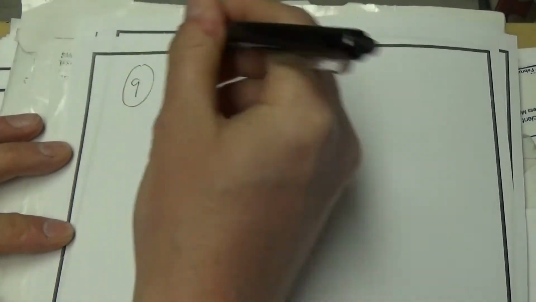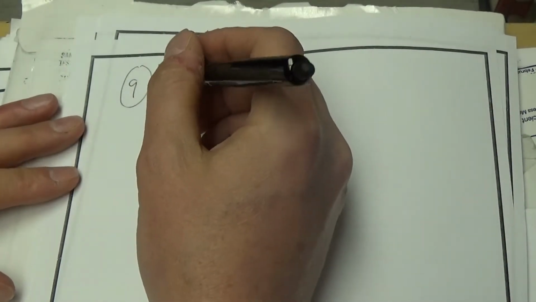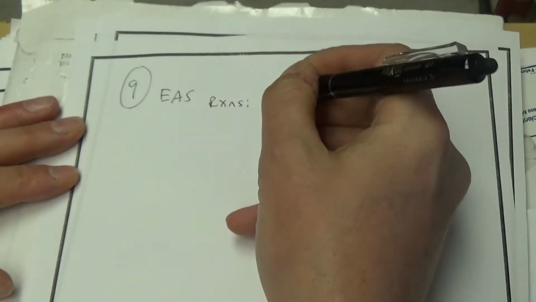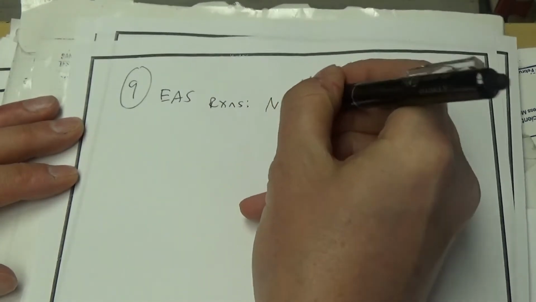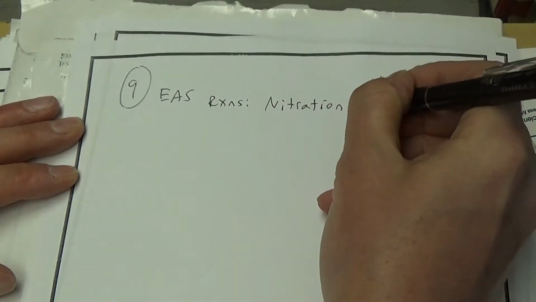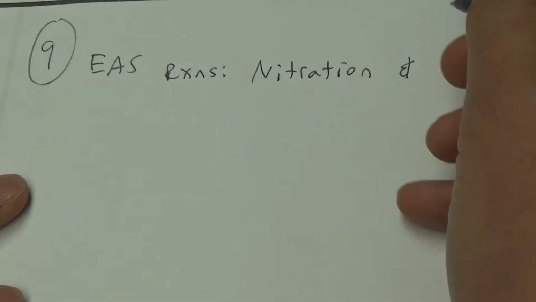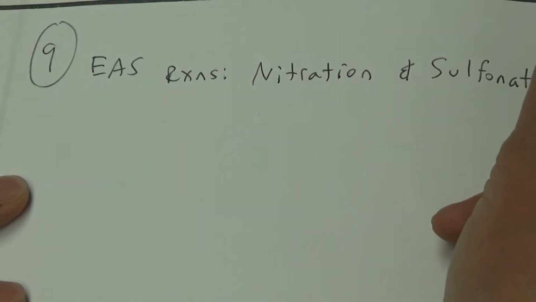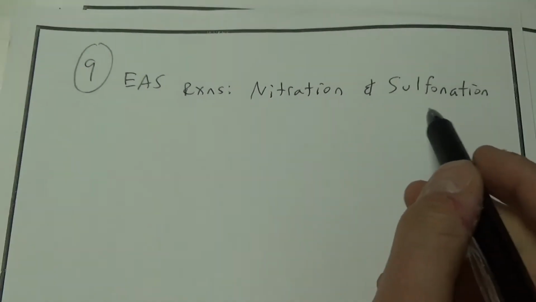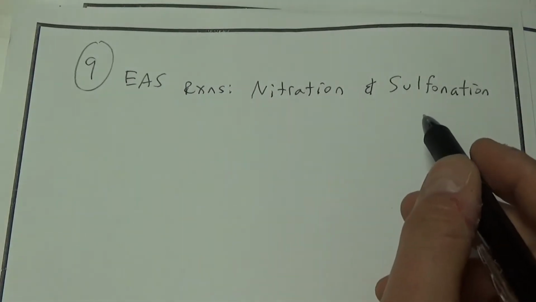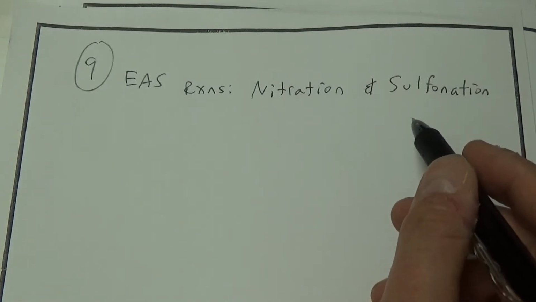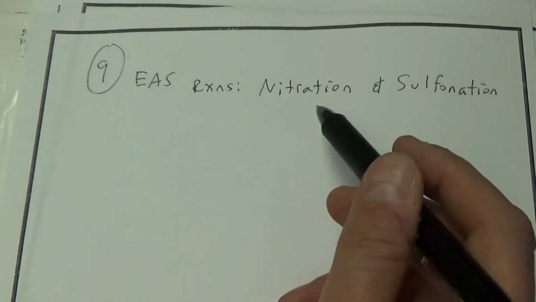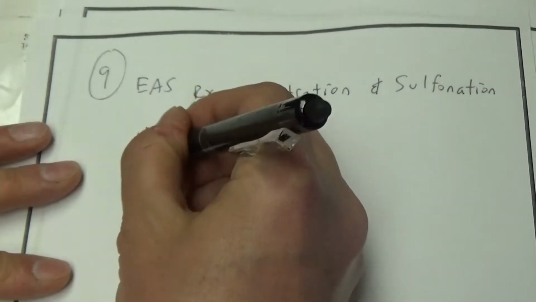Okay, so number 9 is a couple other ones. More EAS reactions. Nitration. And sulfation, or sulfonation. Sulfonation, which makes a sulfur-containing functional group. Alright, and these have the same kind of behavior where we're going to make a super electrophile and then attack it. Alright, so for nitration, let's first do nitration.